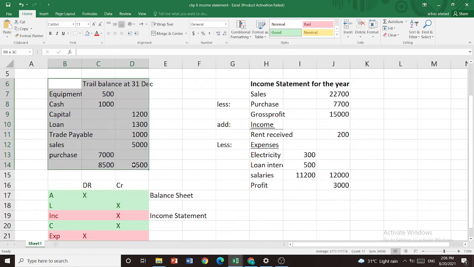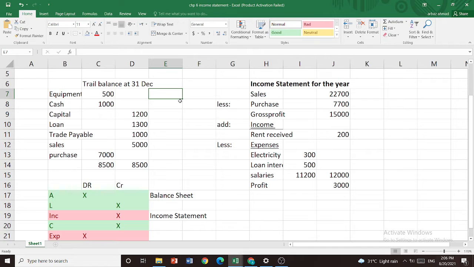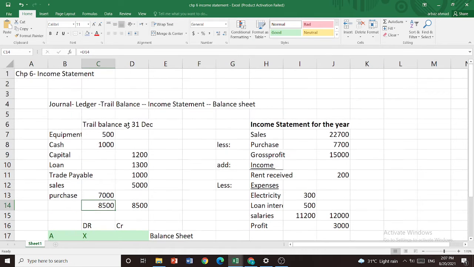Now the trial balance will look something like this, I told you before, and all the expenses, all the assets will go in balance sheet, balance sheet, balance sheet, income statement, income statement. So at the end of the day you have to make sure both are balanced. Okay, so once you have done trial balance, we are going to make income statement.